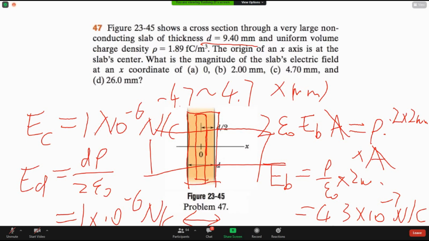So these are the problems for Gauss's law. As you can see, the problems will always have some kind of symmetry: either spherical symmetry, cylindrical symmetry, or planar symmetry. Then the calculation won't be very complicated. But the key thing is how we build up the Gaussian surface properly, so that we don't have too many calculations.